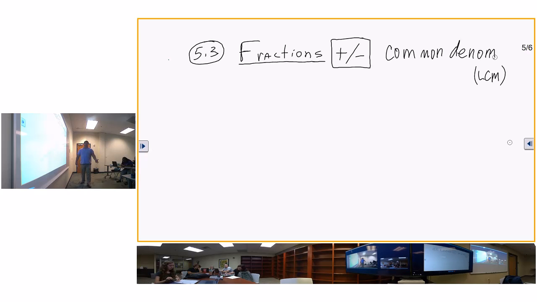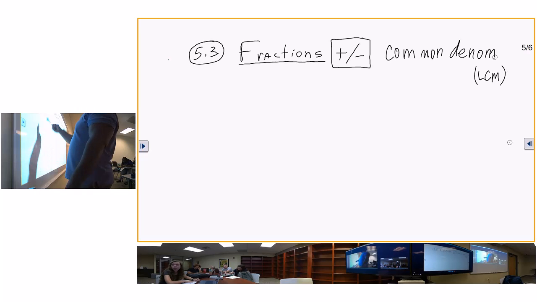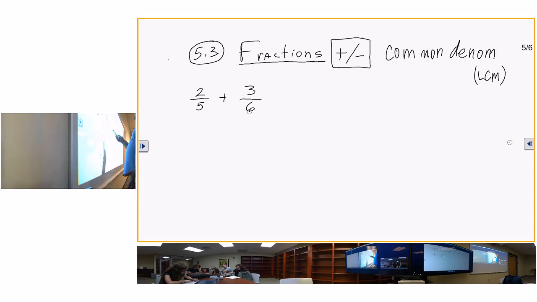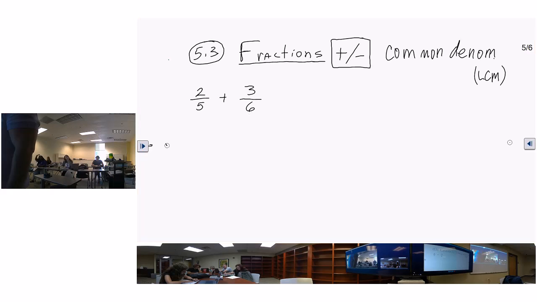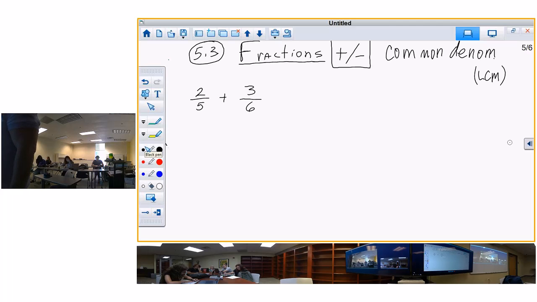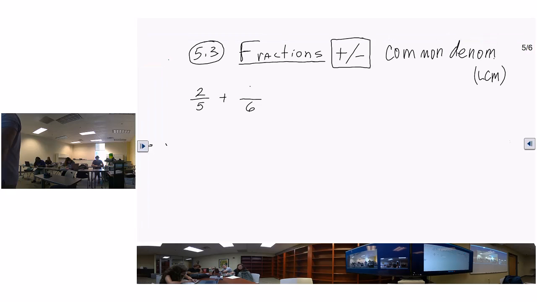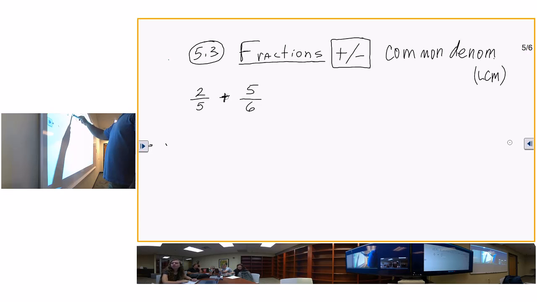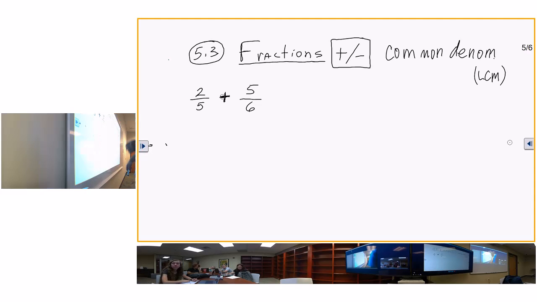I'm just going to give you a problem now, and I'm just going to write 2 over 5 plus 3 over 6. Or let's make that 5 over 6. Because somebody will say, oh, well, you can reduce that down to... So I don't want to do that. 5 over 6. And this could be a plus, and it could be a minus. Okay, it doesn't matter. You're going to do the same thing.